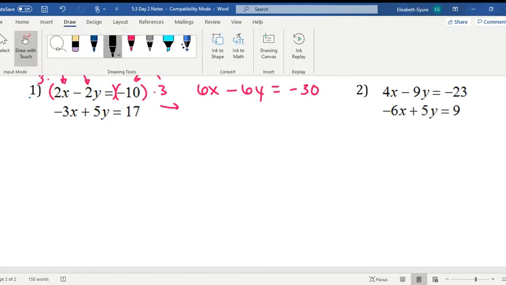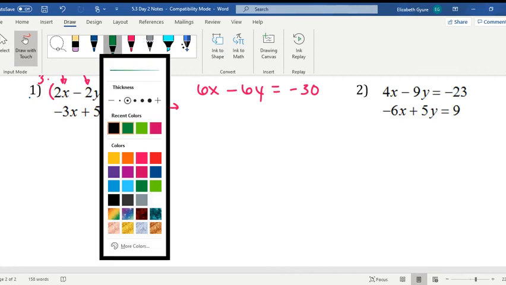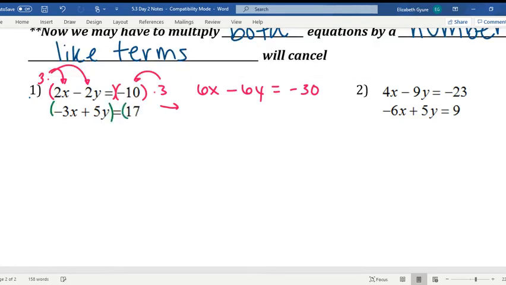Then for the second equation, who can tell me then what I need to multiply the second equation by? Someone who's not Annalise, because Annalise is literally the whole class today. 2. Thank you, Olivia. We are going to multiply it by 2.